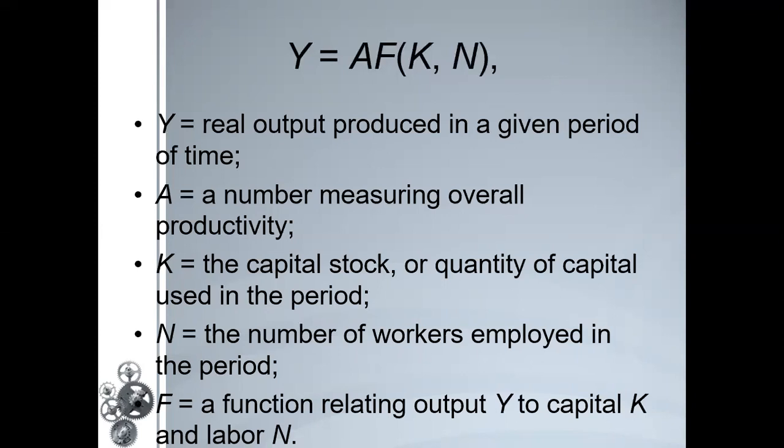According to this equation, the amount of output that an economy can produce during any given period of time depends on the size of the capital stock and labor, or number of workers. The symbol A in this equation multiplies the function and is a measure of the overall effectiveness with which capital and labor are used. We refer to A as total factor productivity, or simply productivity.